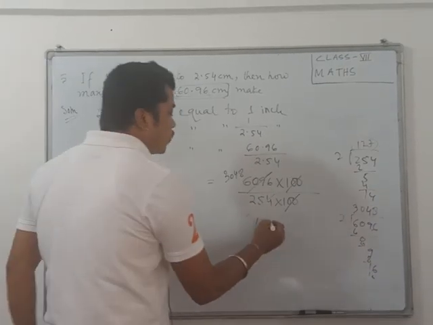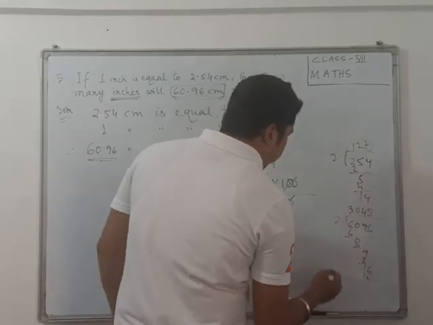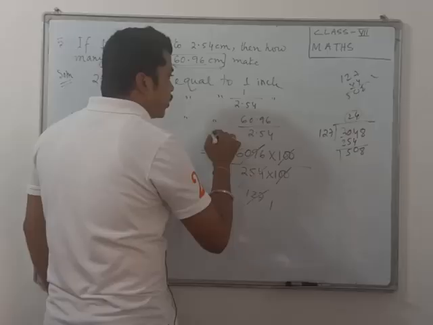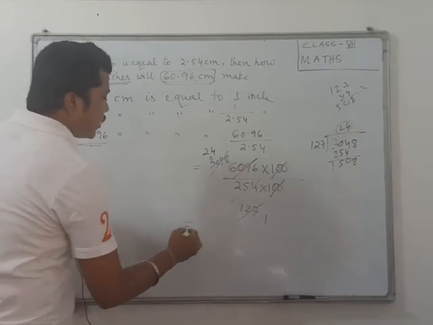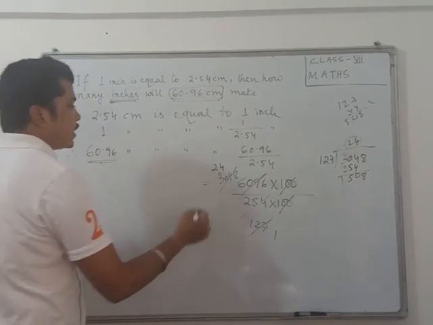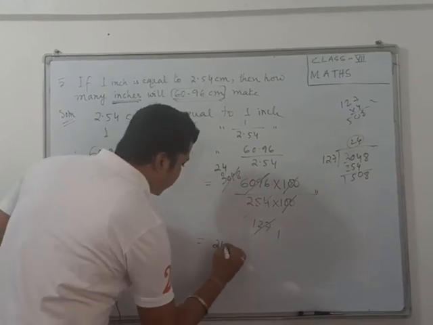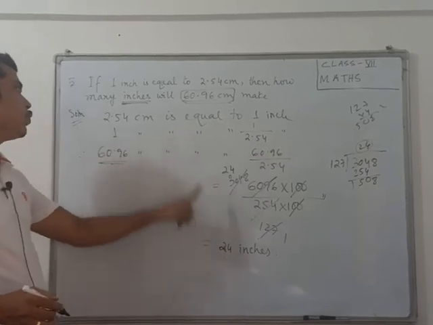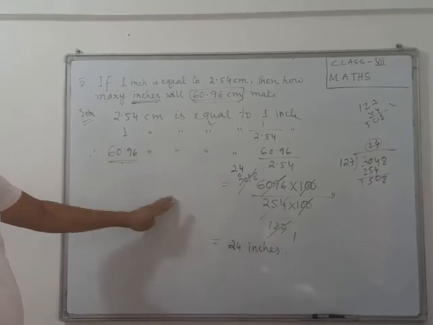Now let us try to cancel 3048 by 127 directly. Okay. Pause it. 127 times 24 is 3048. Because 127 was a prime number. Okay. So that's why we have divided it by 127. So 24 inches. So our answer is what? 24 inches. So, dear student, 24 inches is equal to 60.96 centimeter. Our question number 5 is over.